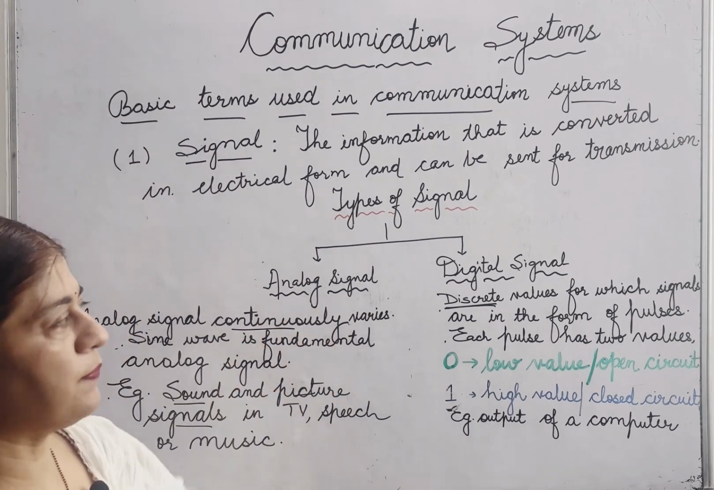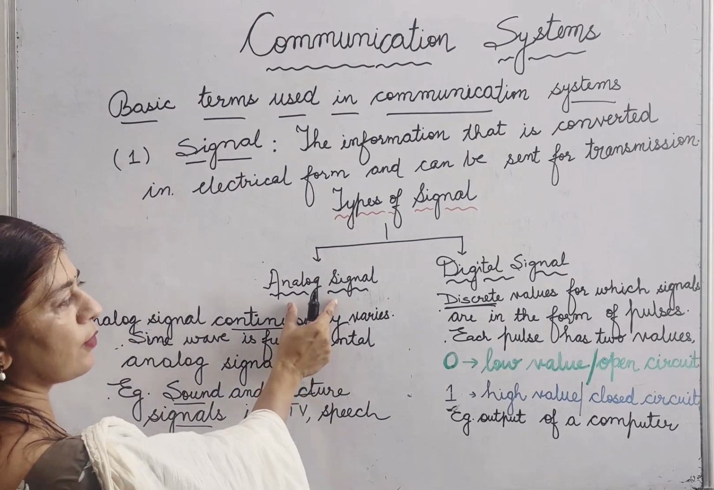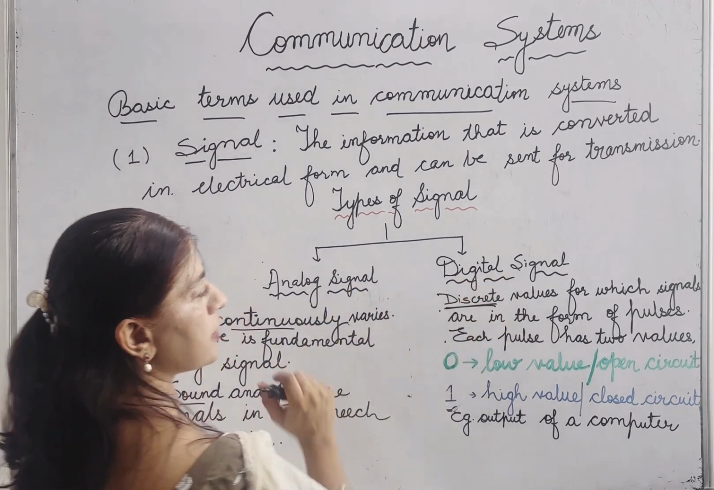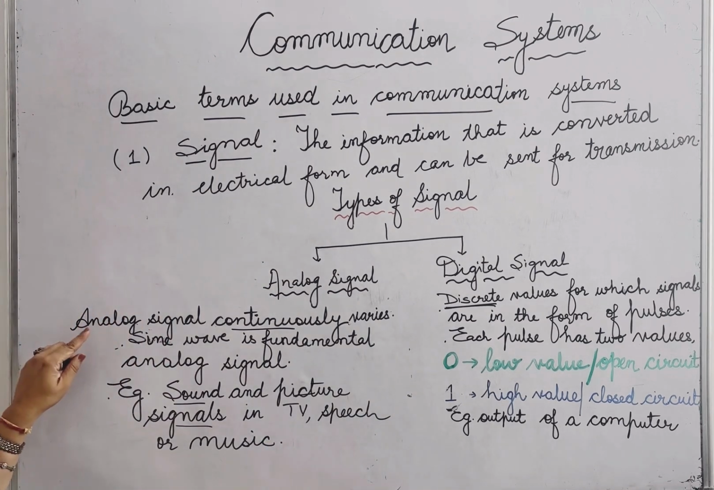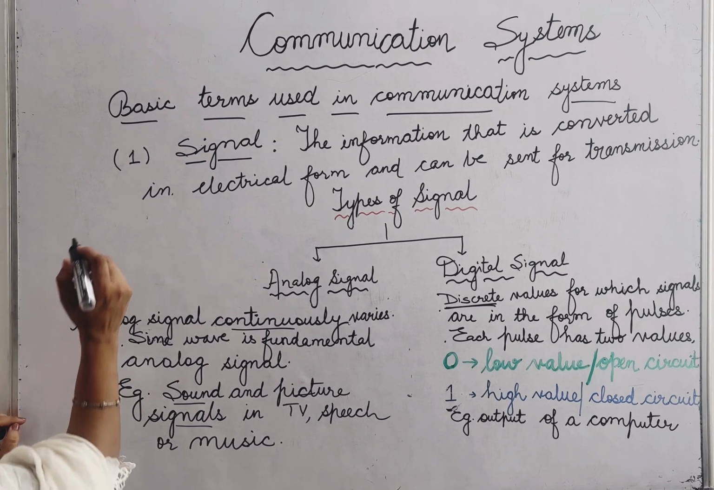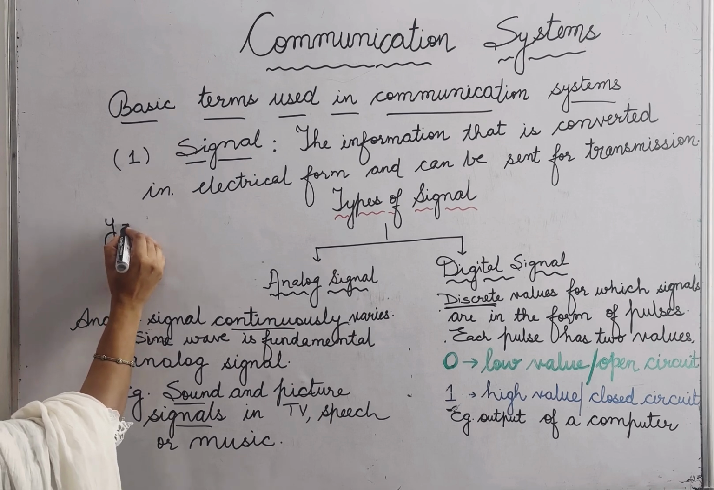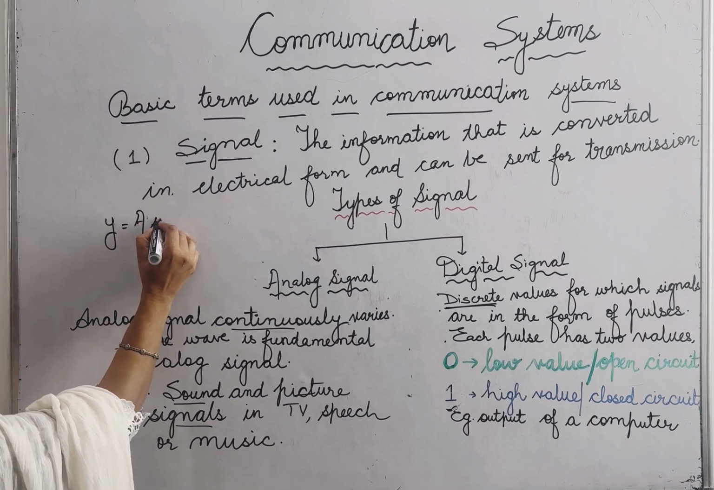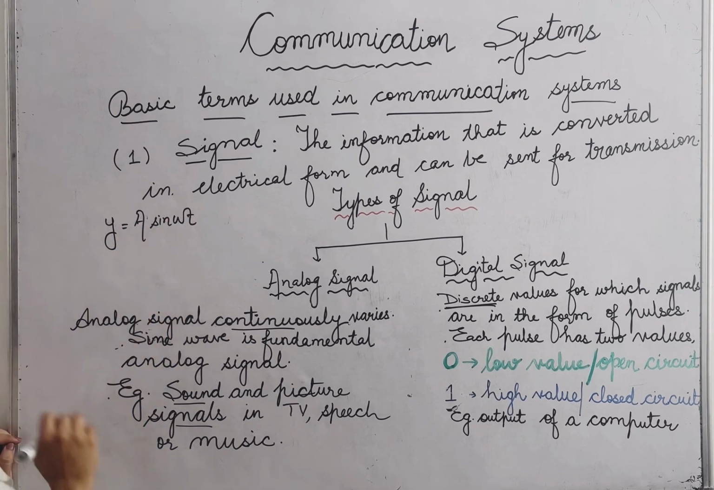Signals are of two types. One is the analog signal, another is the digital signal. Analog signal is one that continuously varies. Sine wave is a fundamental analog signal. You have studied in your plus one y is equal to a sine omega t. This is the equation for the waveform.